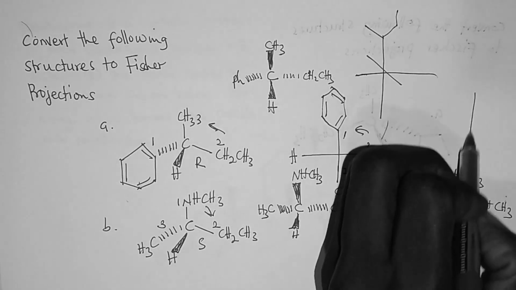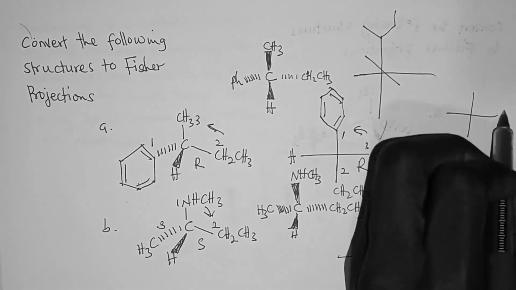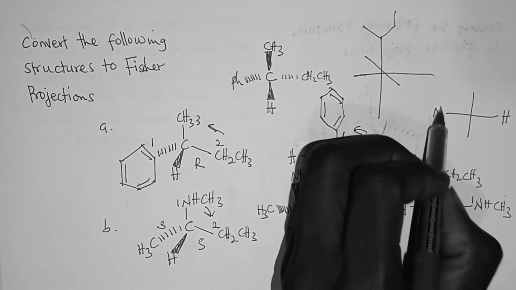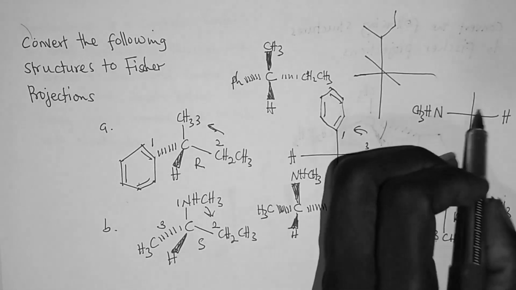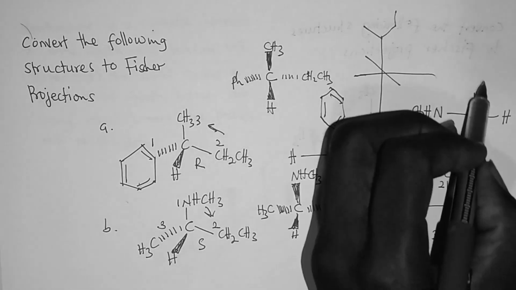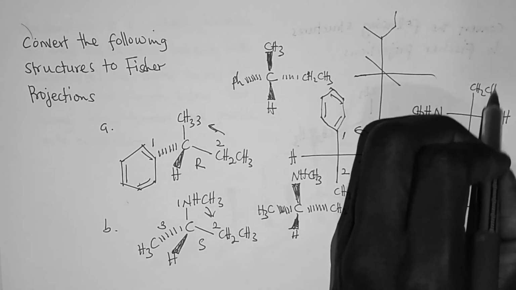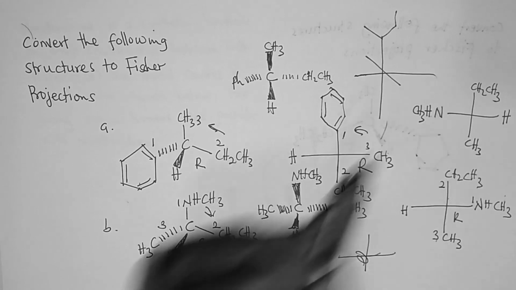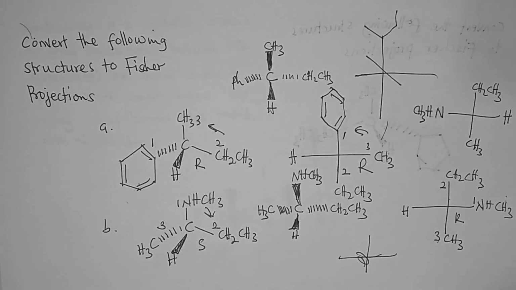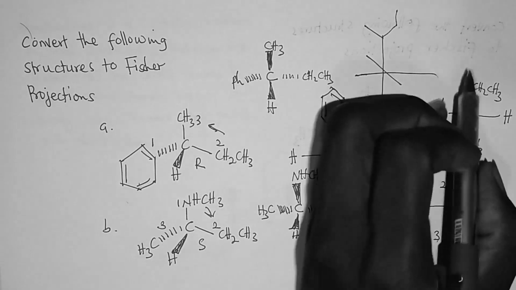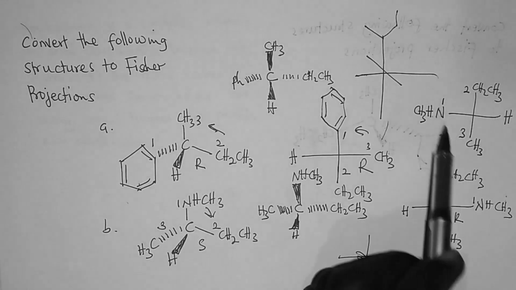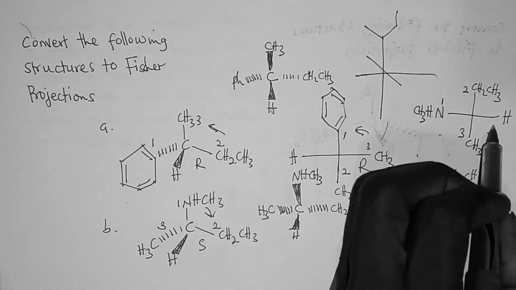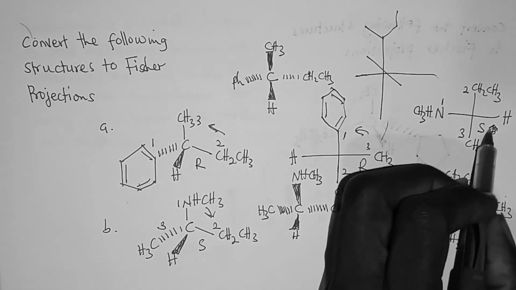So let me do it here. I'm going to draw this so that the proton comes here, and then the NHCH3 will come here, and here's a CH3, and this is a CH2CH3. So let's determine the configuration in this case. This is 1, this is 2, and then this is 3. The proton is not pointing towards us, and therefore this is an S.